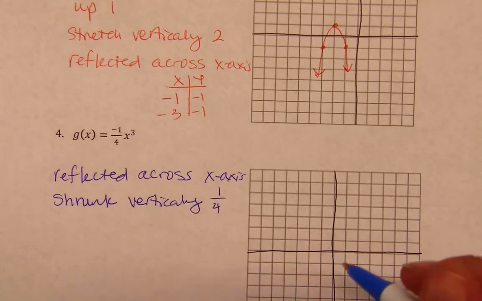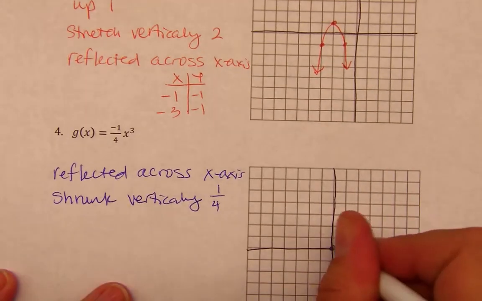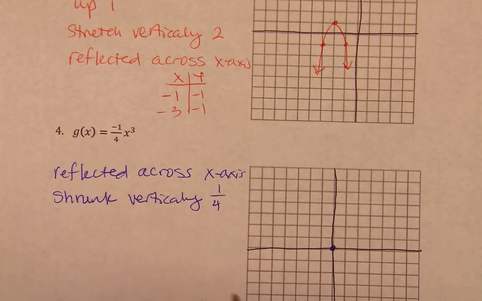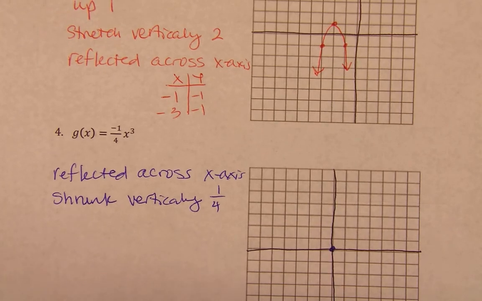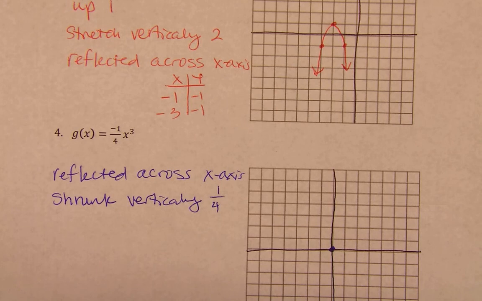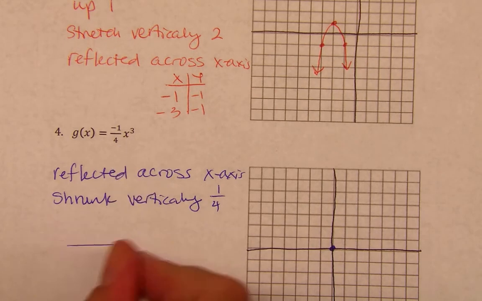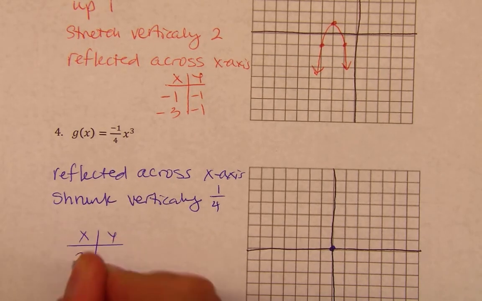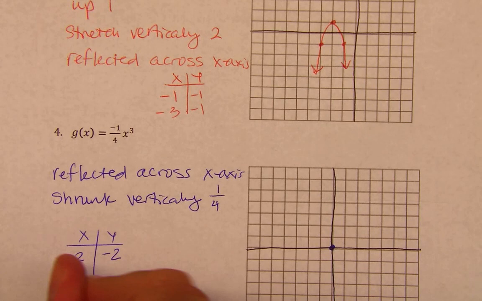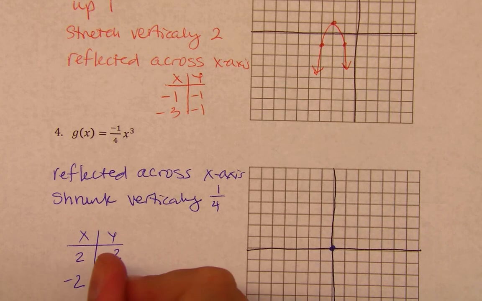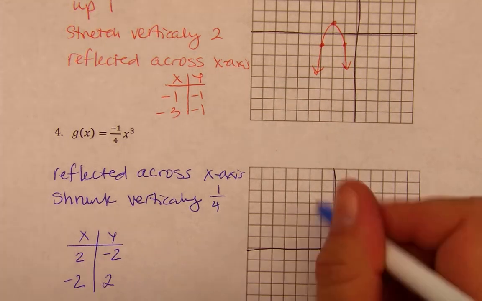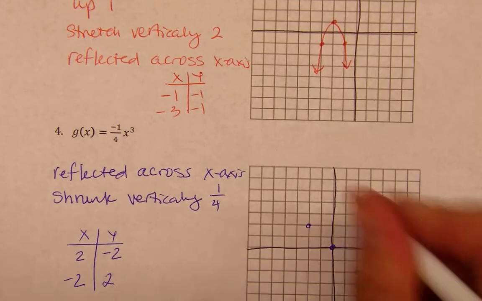And we can go ahead and plot some points. And I'm going to actually plug in some nicer points here. If I were to plug in 2, so let's make just a quick table here. 2, -2. If I were to plug in -2, then I would end up getting +2. So we'll plot those points here, draw our graph, and now we are done with this section.